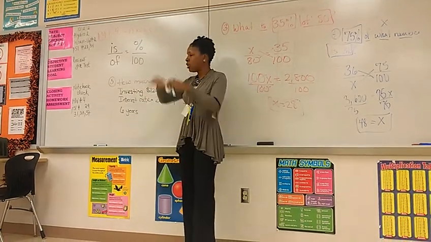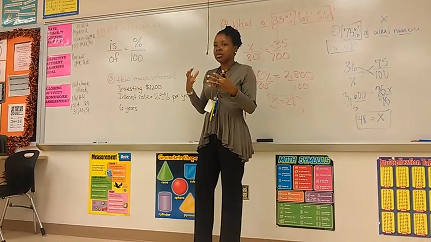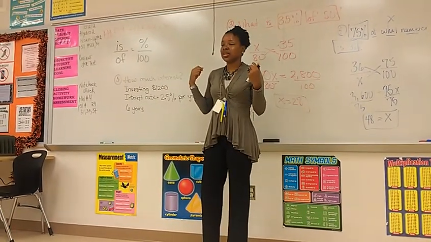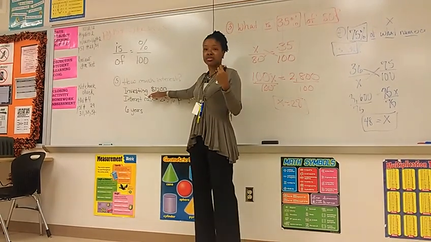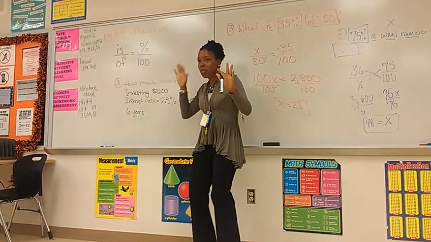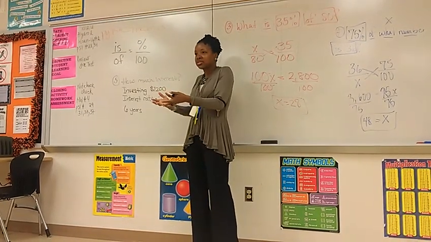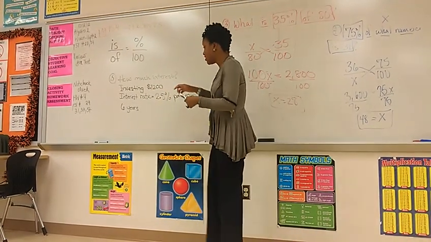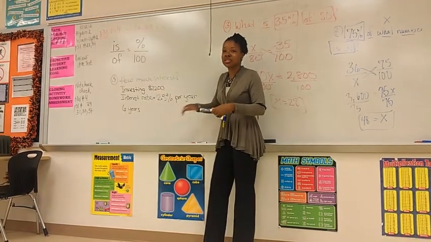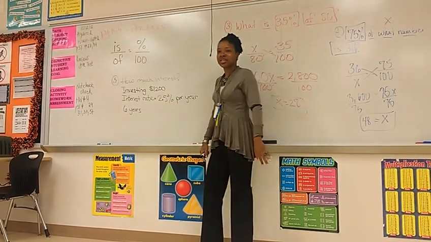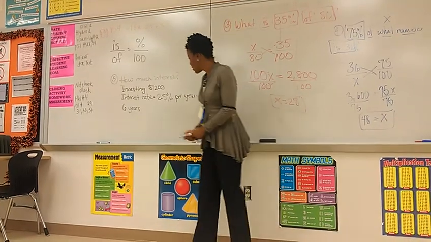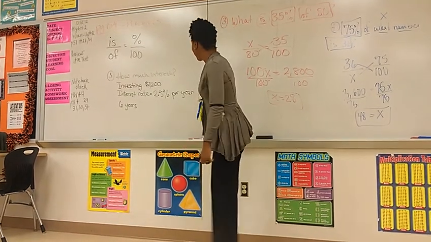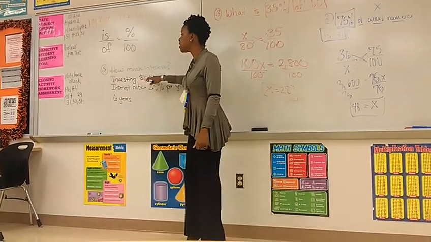So when you look at this problem, what's the whole amount? What's the whole amount when you look at this problem? The $1,200, right? That's the whole thing. That's the money that he has, the total amount. Investing $1,200. That's all he has. He's investing it. So that's his "of."